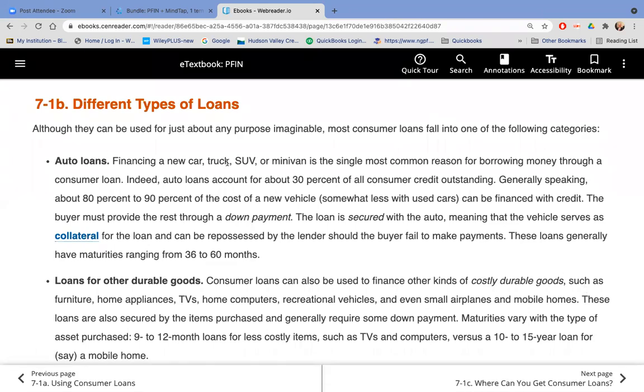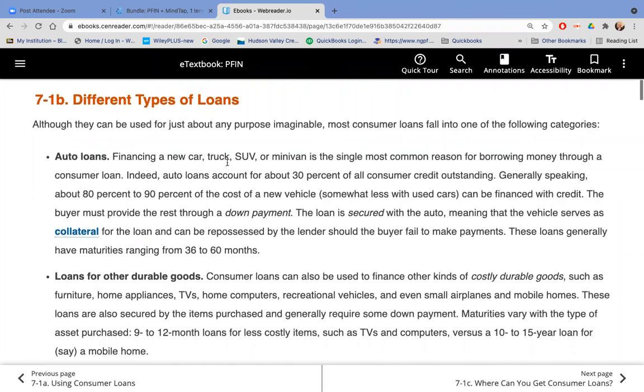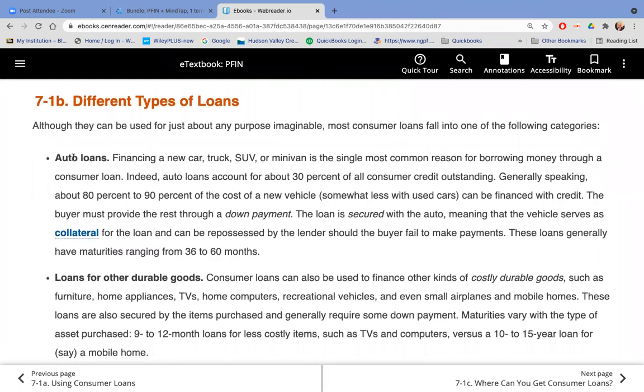Auto loans are probably the most common for most people because almost everybody buys a car at one point in time and thus oftentimes would need a loan. Just understand when you're buying an asset like a car or a house or other things, the asset itself is collateral for the loan, which means that as part of the deal of borrowing money, you have promised that if you can't pay back your loan, they have a right to take the asset.